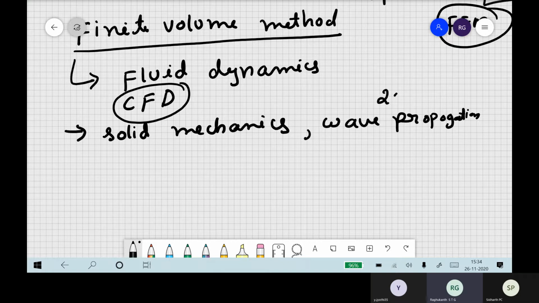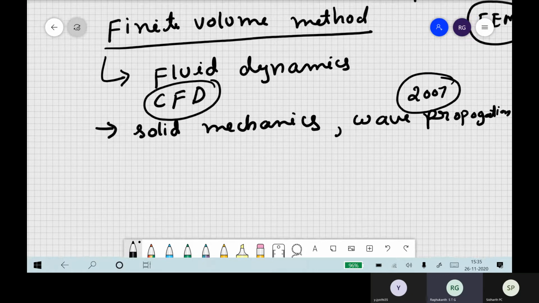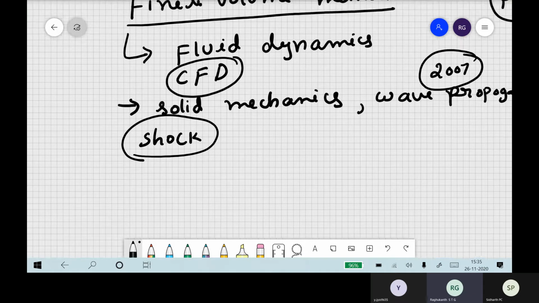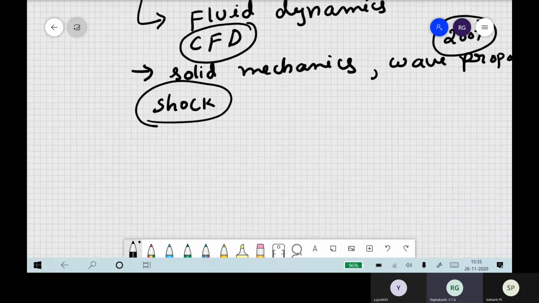In 2007 there were papers actually. Papers have been published simulating ground motions, the waves, the displacement time histories, for earthquakes, for impact, the shock problems. People have started using this method also. Even for shock problems, when it is subjected to shock, how waves will propagate, this finite volume method comes into picture itself.